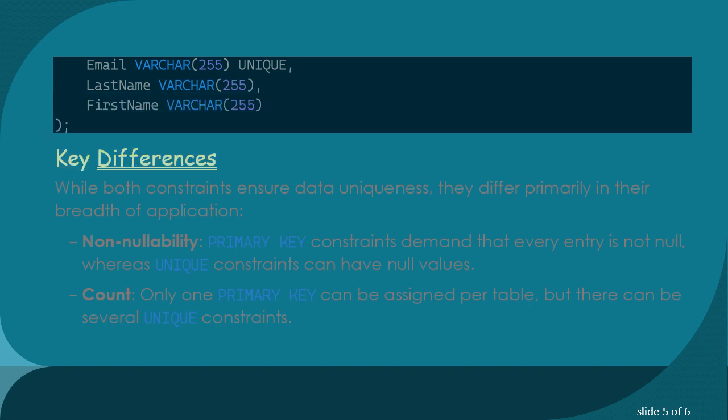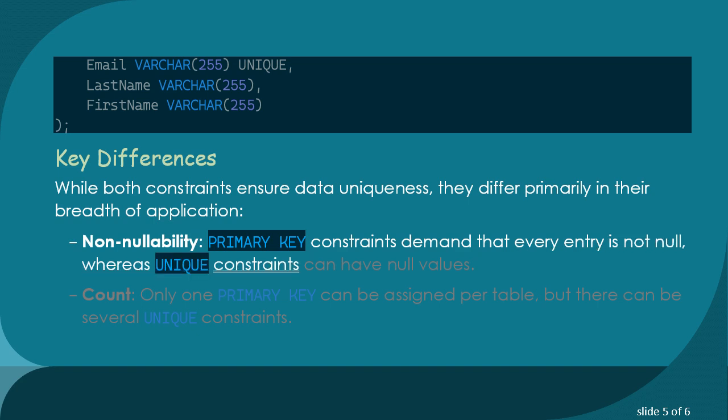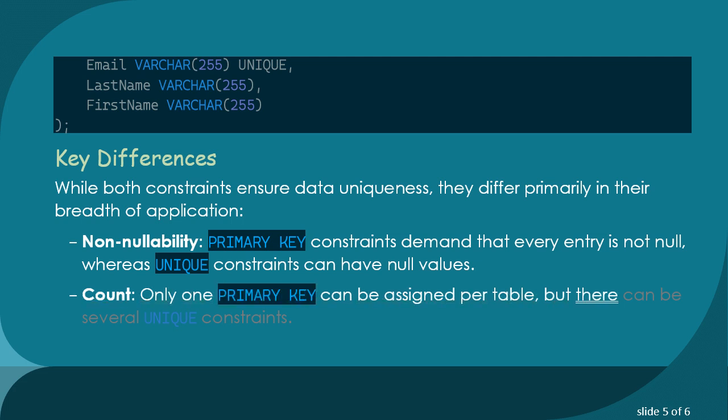Key differences. While both constraints ensure data uniqueness, they differ primarily in their breadth of application. Non-nullability: primary key constraints demand that every entry is not null, whereas unique constraints can have null values. Count: only one primary key can be assigned per table, but there can be several unique constraints.